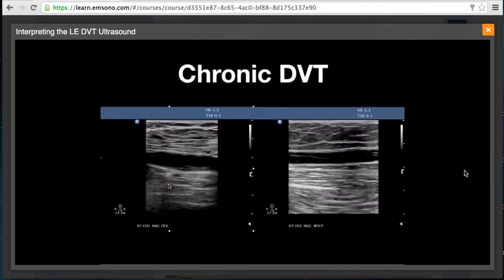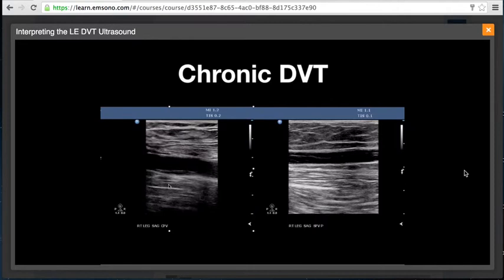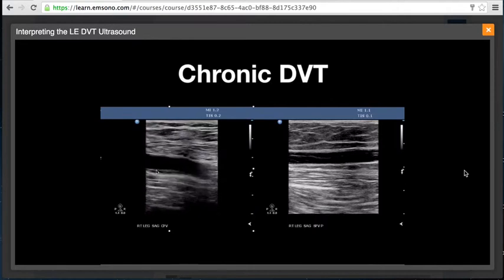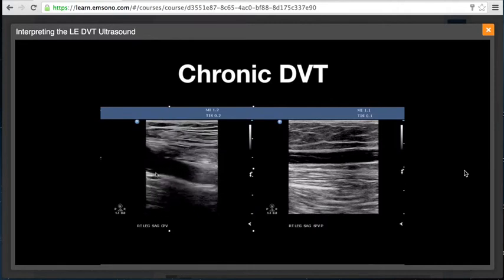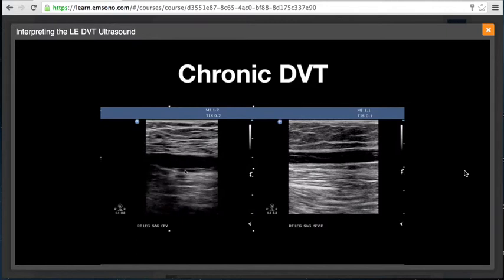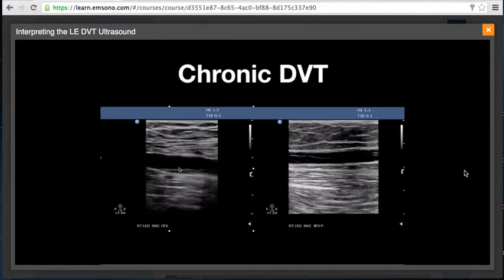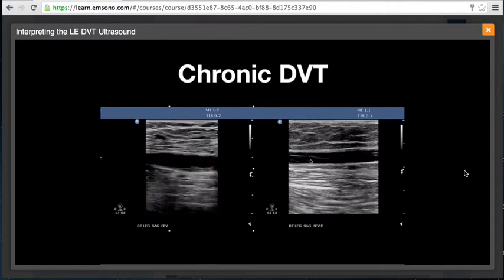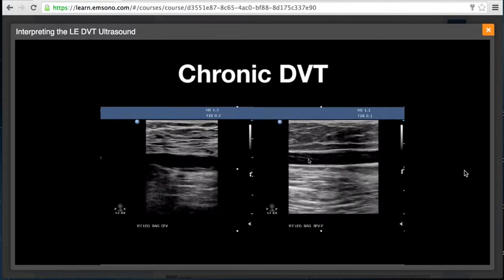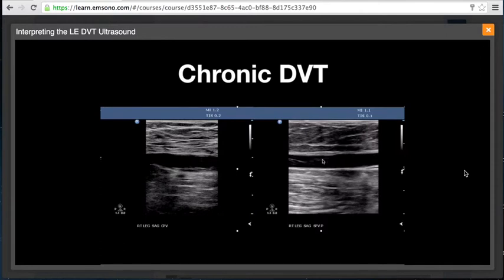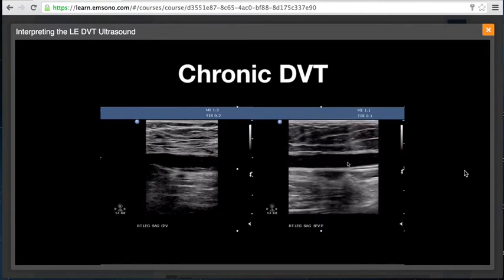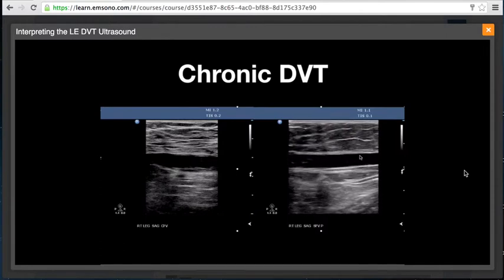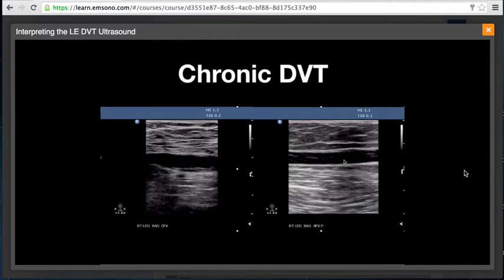Now here are sagittal scans of an asymptomatic patient with a known chronic DVT. You can see that there are some echogenic web-like areas in the periphery here, but there's recanalization of the vessel here and the vessel itself is not enlarged. Here you can see as we follow more distally again, there's the echogenic web-like material from the prior clot within there. And you can see that the walls are thickened, but there is recanalization of the lumen.